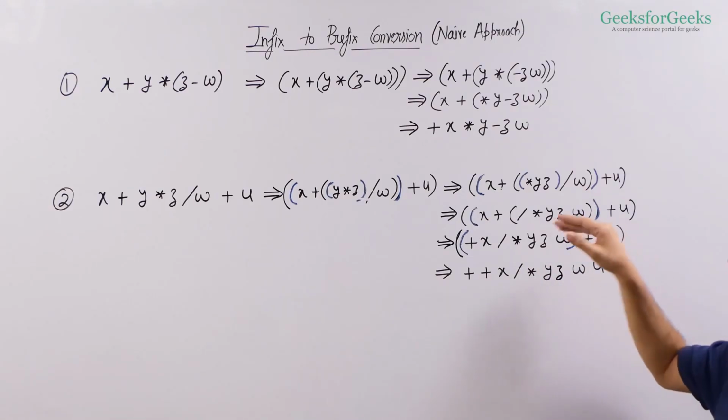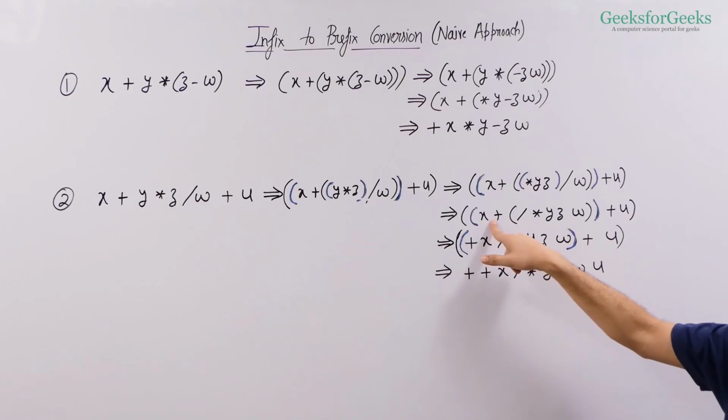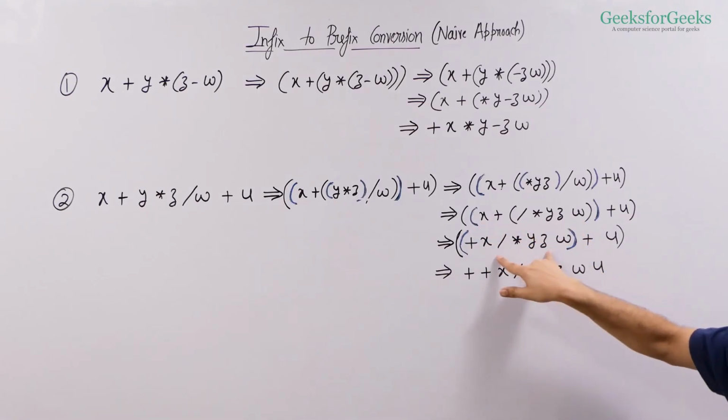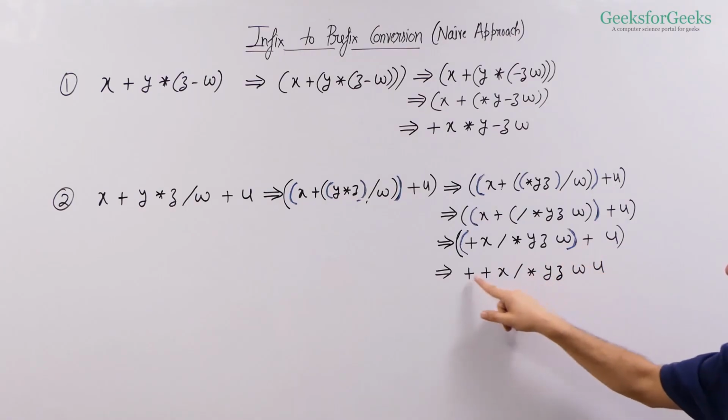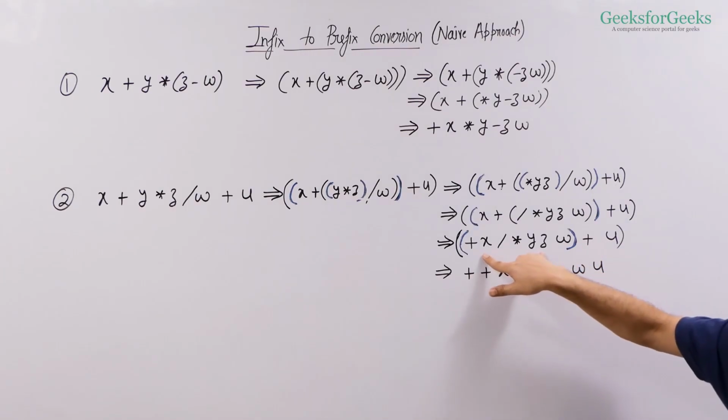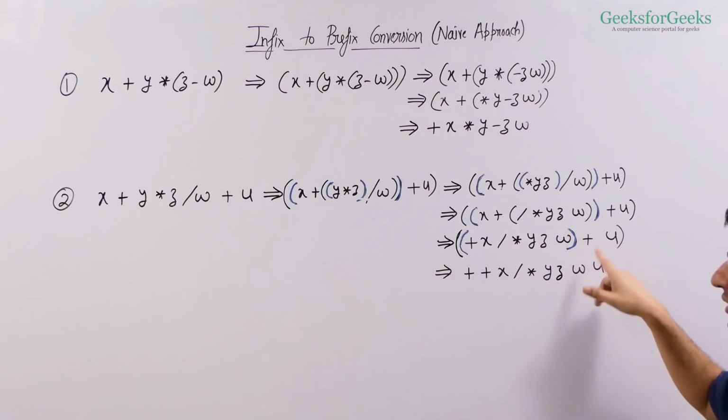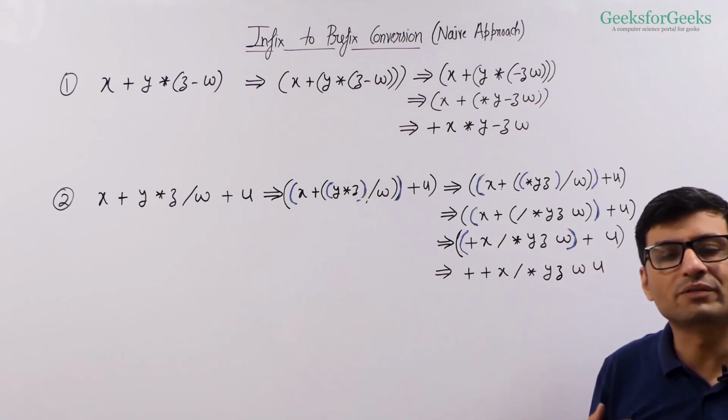Now we are going to go further outer. So the outer one is this one. So we'll put the plus sign, first operand, and this operand. So we'll get this one. And then we'll go to the outermost. So we'll put the plus sign, and then we'll put the first operand, and then we'll put the second operand. So this is what we'll get as a final prefix expression.